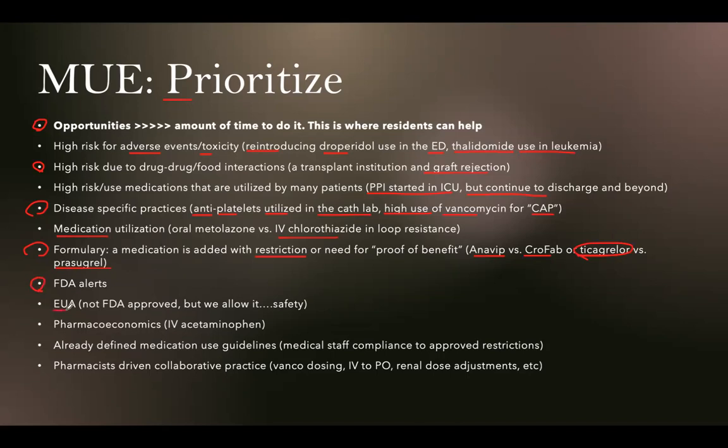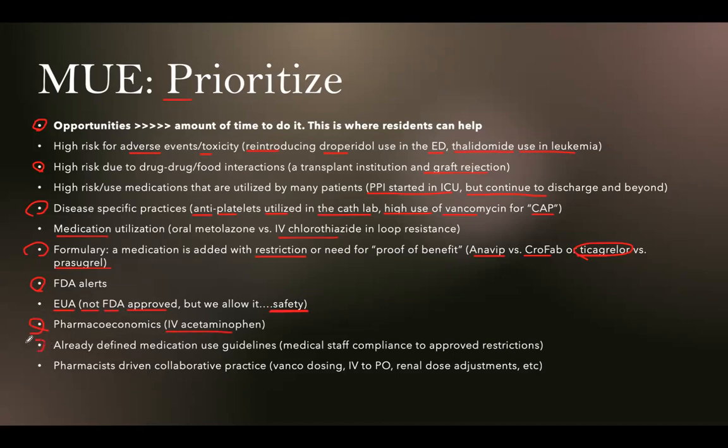EUAs, that's a big one. We use these drugs, well, there's an emergency authorization, and we willy-nilly allow them in our institutions, but these are not FDA approved. But we're going to allow it. Does it increase safety issues? And the one I like to bring to attention is remdesivir. Pharmacoeconomics, I talked about IV acetaminophen. That was a nice example.